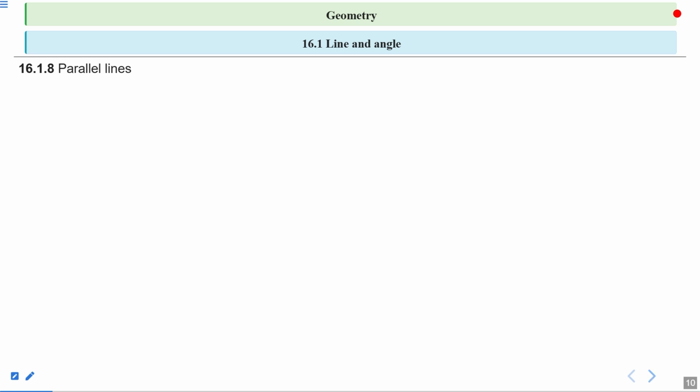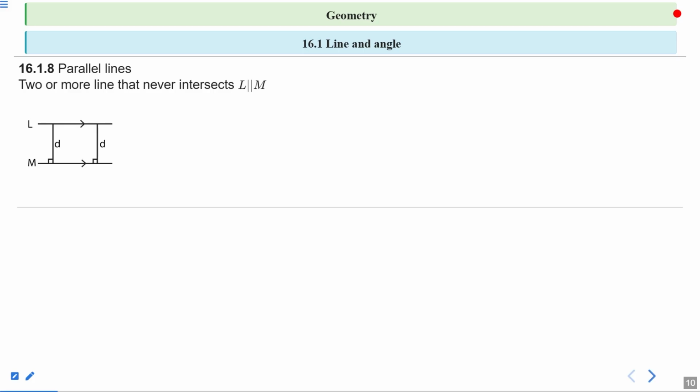Parallel lines. Two or more lines that never intersect are called parallel lines. L is parallel to M, because the distance between these two lines is always constant. Next one.